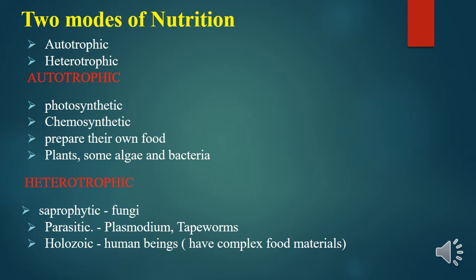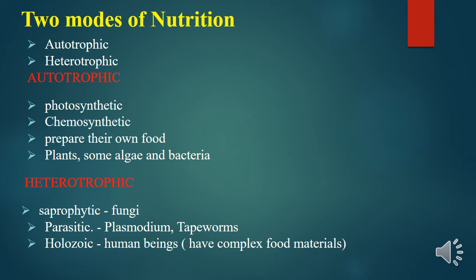And autotrophic nutrition can be of two types: photosynthetic and chemosynthetic. Photo means light. With the help of sunlight, water, carbon dioxide, soil, minerals, etc., plants prepare their own food by the process of photosynthesis.